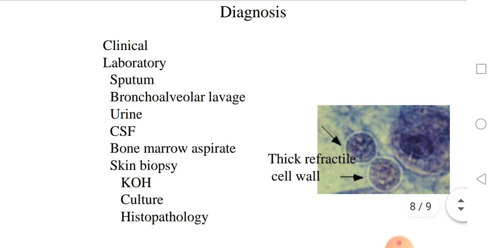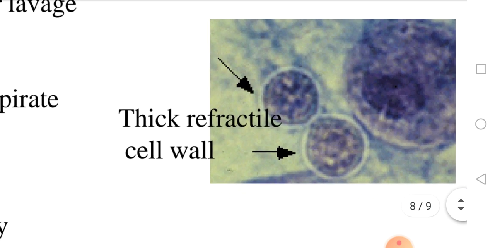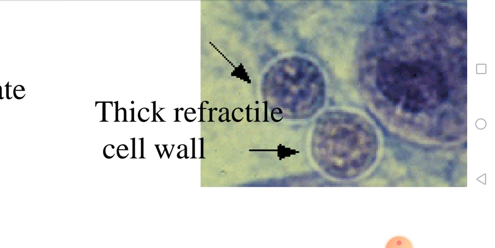Diagnosis: clinical, then the laboratory investigations. You collect the sputum, bronchoalveolar lavage, urine, CSF, bone marrow aspirate, and skin biopsy. Then for some of them, you can add potassium hydroxide to remove the debris, and you see the refractile cell wall. You see here, the arrows are pointing to the refractile cell wall.